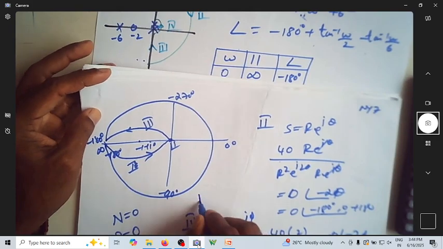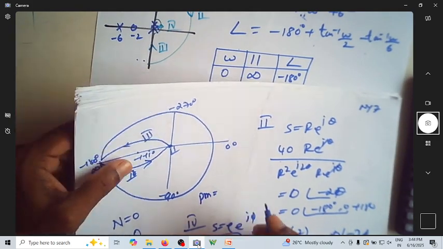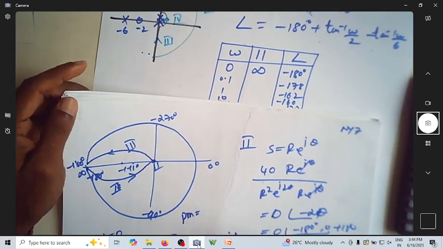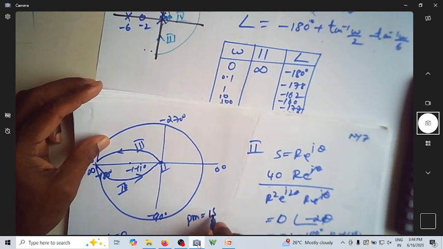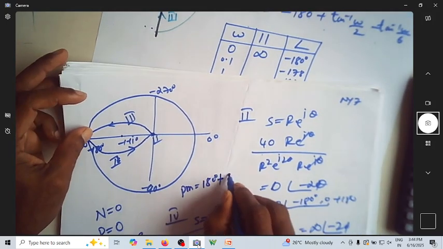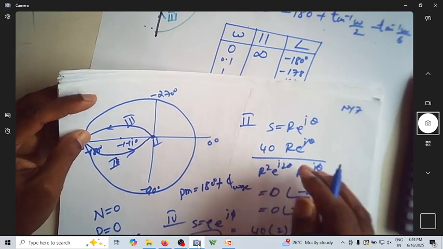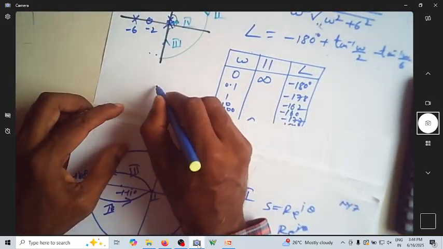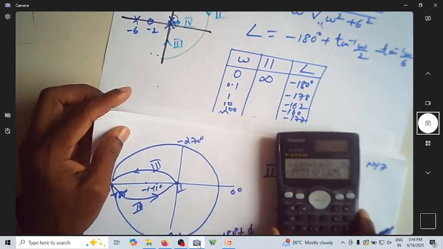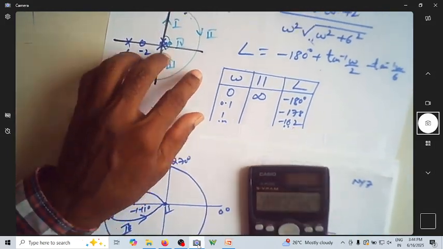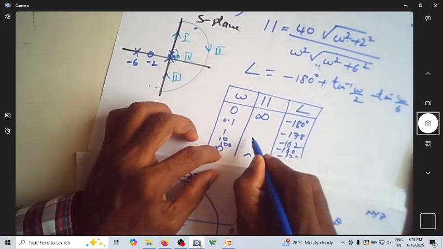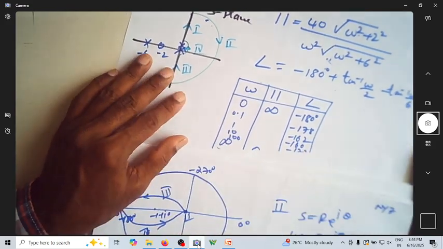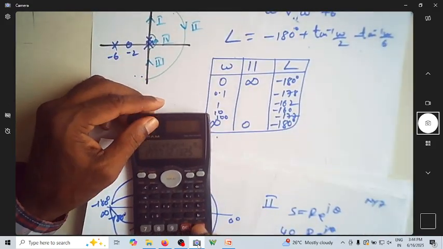Do you have a phase margin? Yes, you have a phase margin. How much is phase margin? Phase margin is 180 degree plus the phase at omega gc. How much is omega gc? How do I find omega gc? For finding omega gc, you have to equate the magnitude to 1.